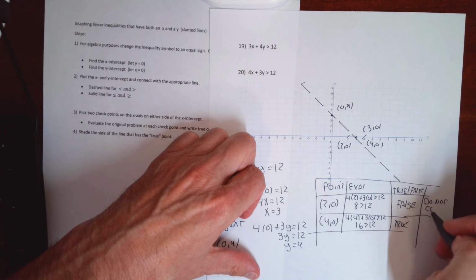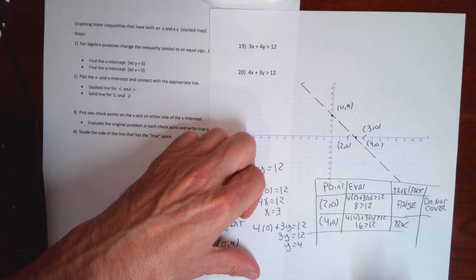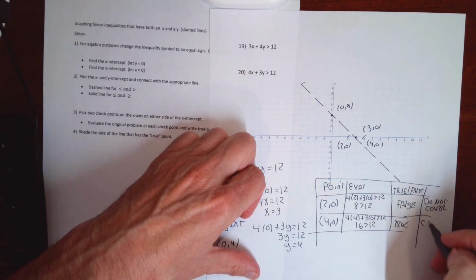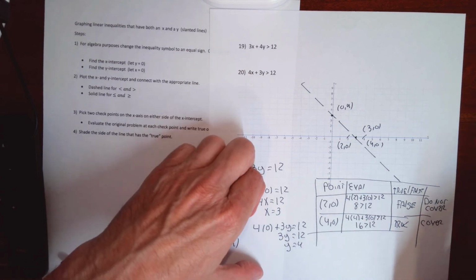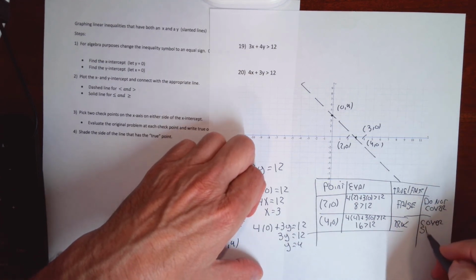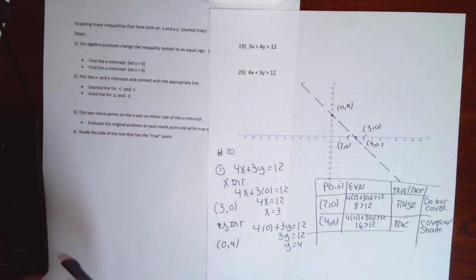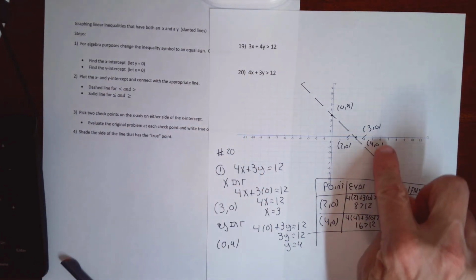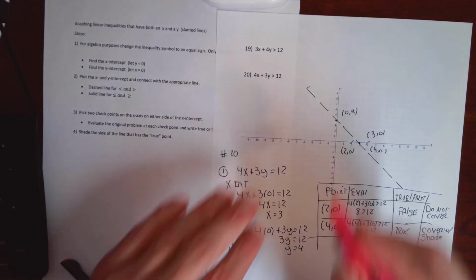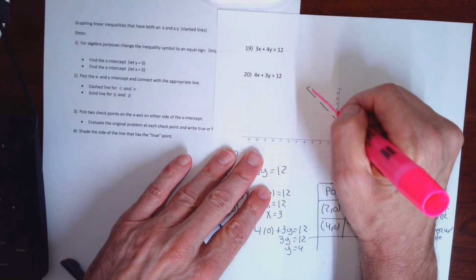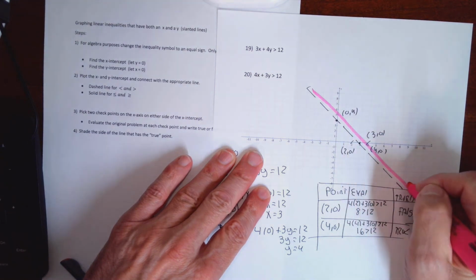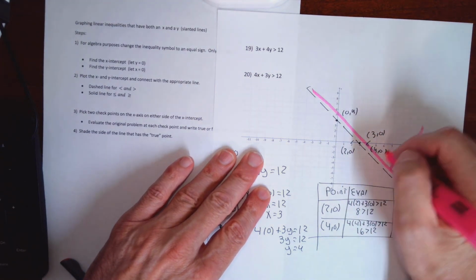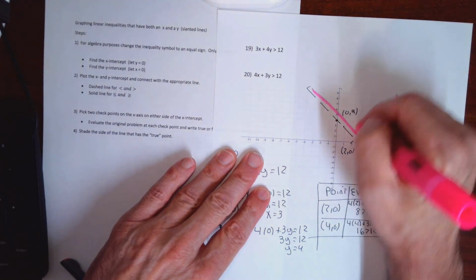So I should not cover the point 2,0 with my shading. I should cover the point 4,0 with my shading. So I'm going to cover with shading the point 4,0. The point 4,0 is above the line. So here I need to shade above the line. So everything above the line will make the inequality true.